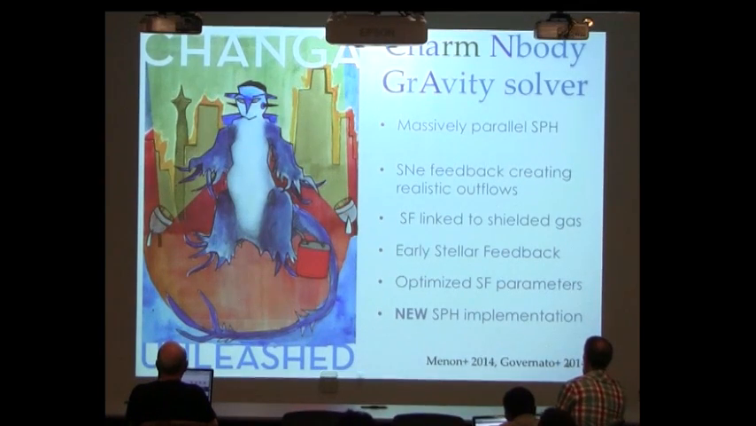Our star formation is linked to shielded gas. And what's cool, new, and improved in the runs that I will be talking about today is the implementation of early stellar feedback. And what I would like to emphasize on this slide is that we have a new SPH implementation for hydrodynamics and diffusion that passes all the tests outlined in Agertz et al. 2007, and it resolves all the issues with the Kelvin-Helmholtz instabilities and the cold-hot gas interface.